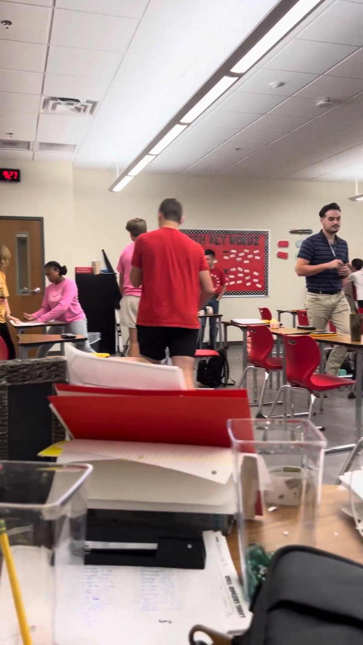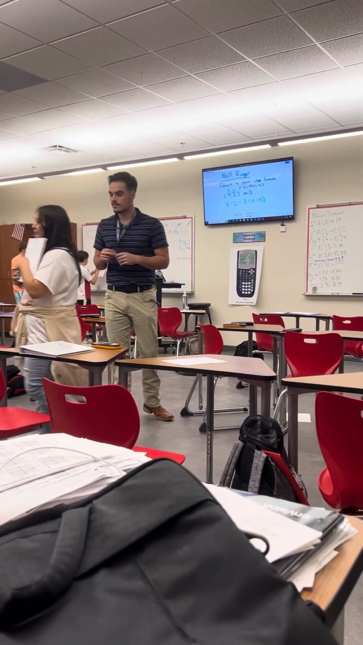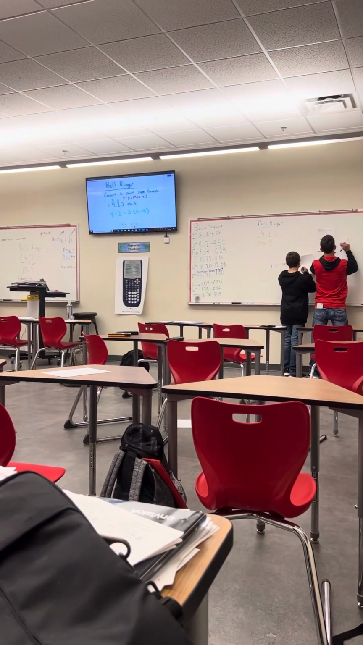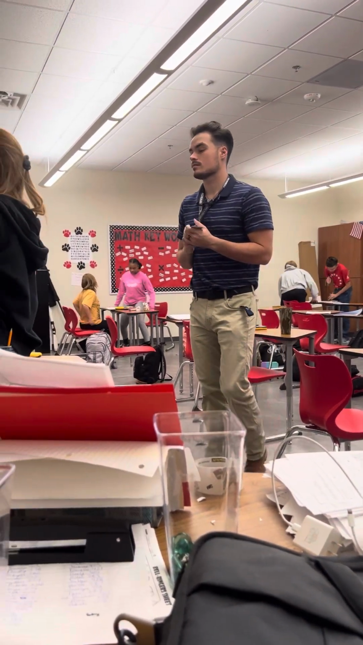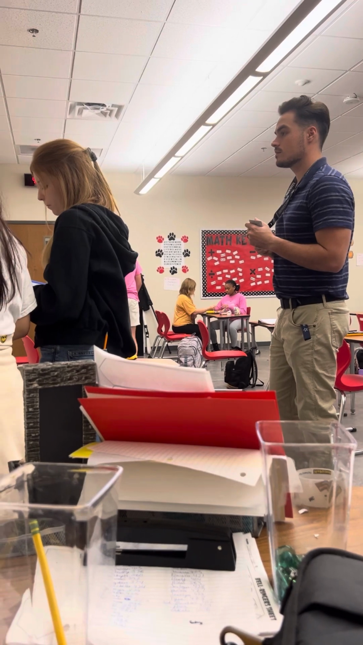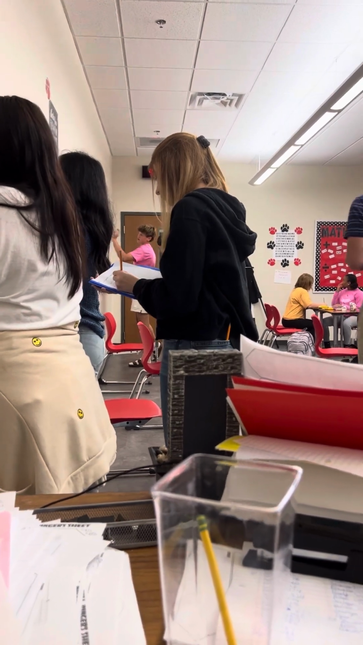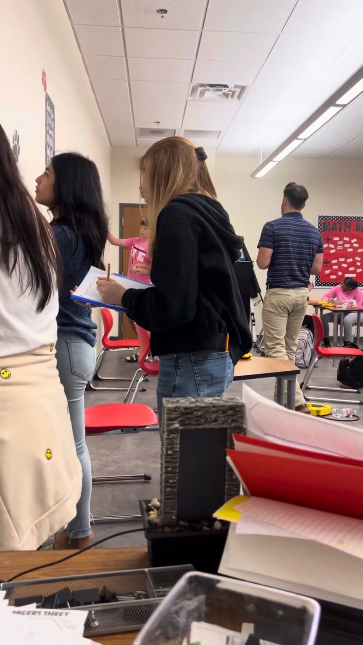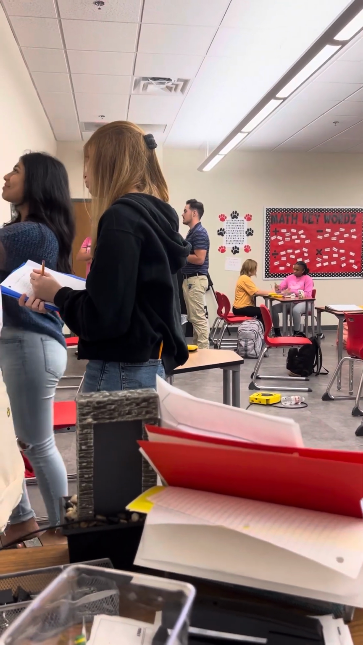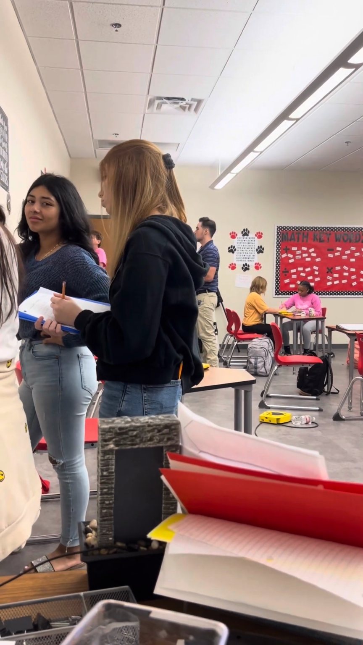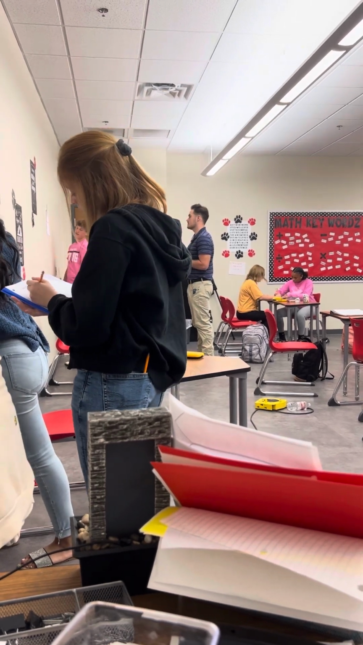Alright, y'all switch. Okay, the slope. We have to create a graph. So we got a y-intercept, right? What does that mean? It's where the line goes through y, up and down. So what is our y-intercept? Negative 1. So we're gonna do 0, negative 1, will be your first point.